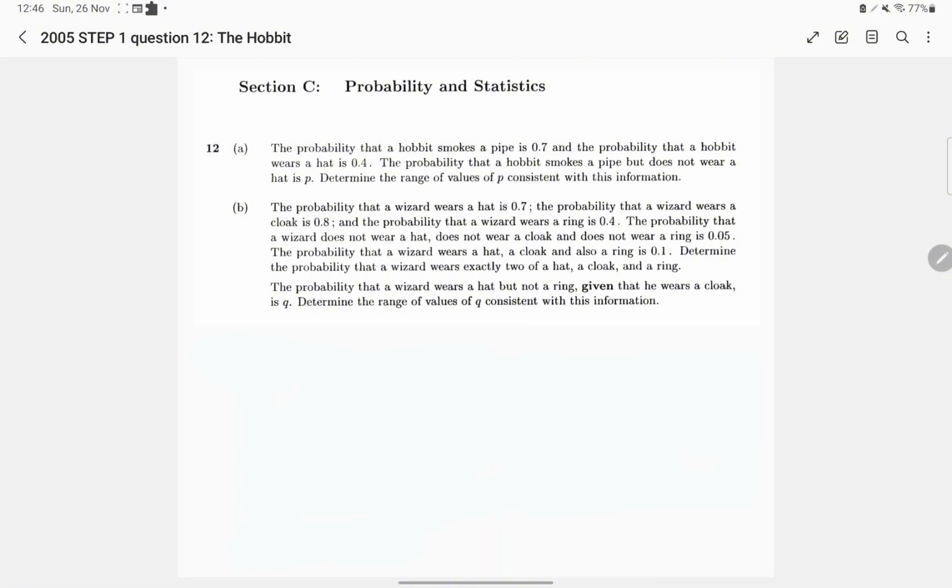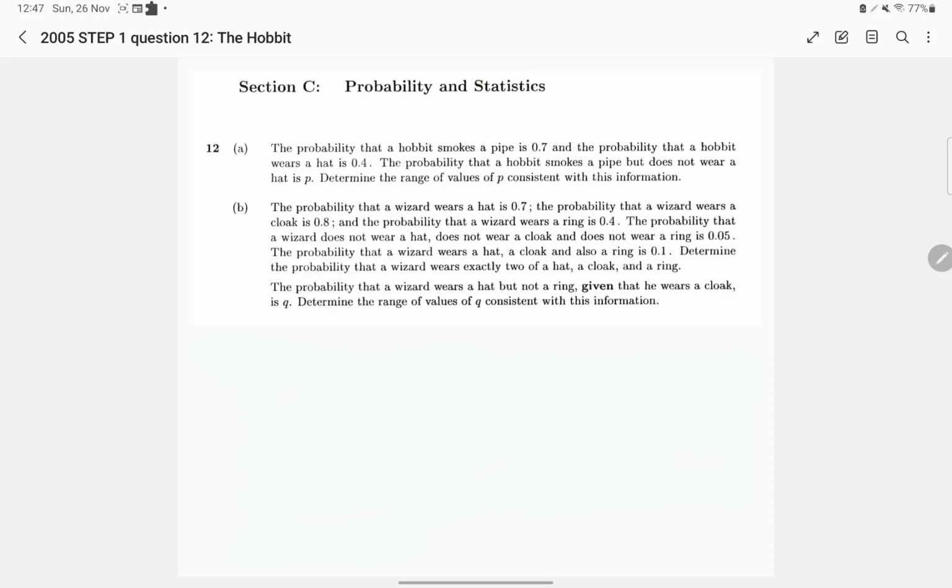Part B. The probability that a wizard wears a hat is 0.7. The probability that a wizard wears a cloak is 0.8, and the probability that a wizard wears a ring is 0.4. The probability that a wizard does not wear a hat, does not wear a cloak, and does not wear a ring is 0.05. The probability that a wizard wears a hat, a cloak, and also a ring is 0.1. Determine the probability that a wizard wears exactly 2 of a hat, a cloak, and a ring.